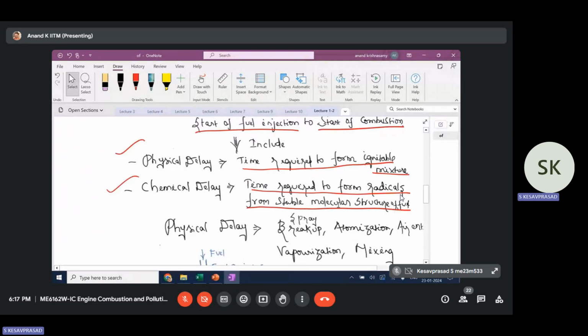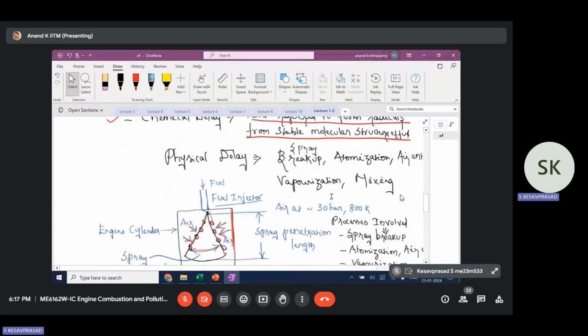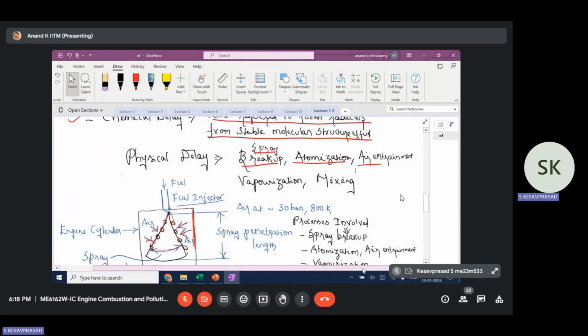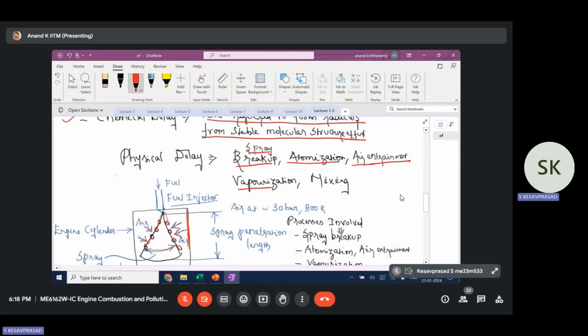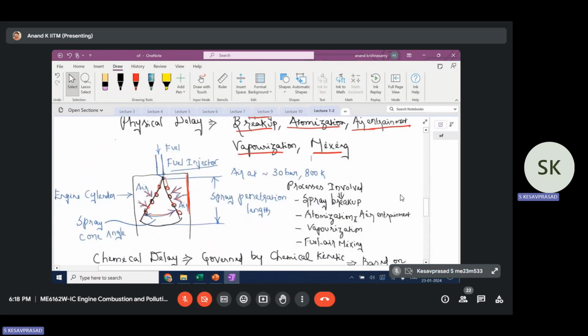In the physical delay, as I have shown in the slide, you have several processes happening in a sequential manner. You have spray breakup, atomization, air entrainment, then vaporization and mixing. Here I have shown those with a simple schematic. The photograph of that I have shown earlier. So you have a fuel injector spraying fuel into the engine cylinder. The pressure at which the fuel is sprayed is dependent on the injection system that you use.